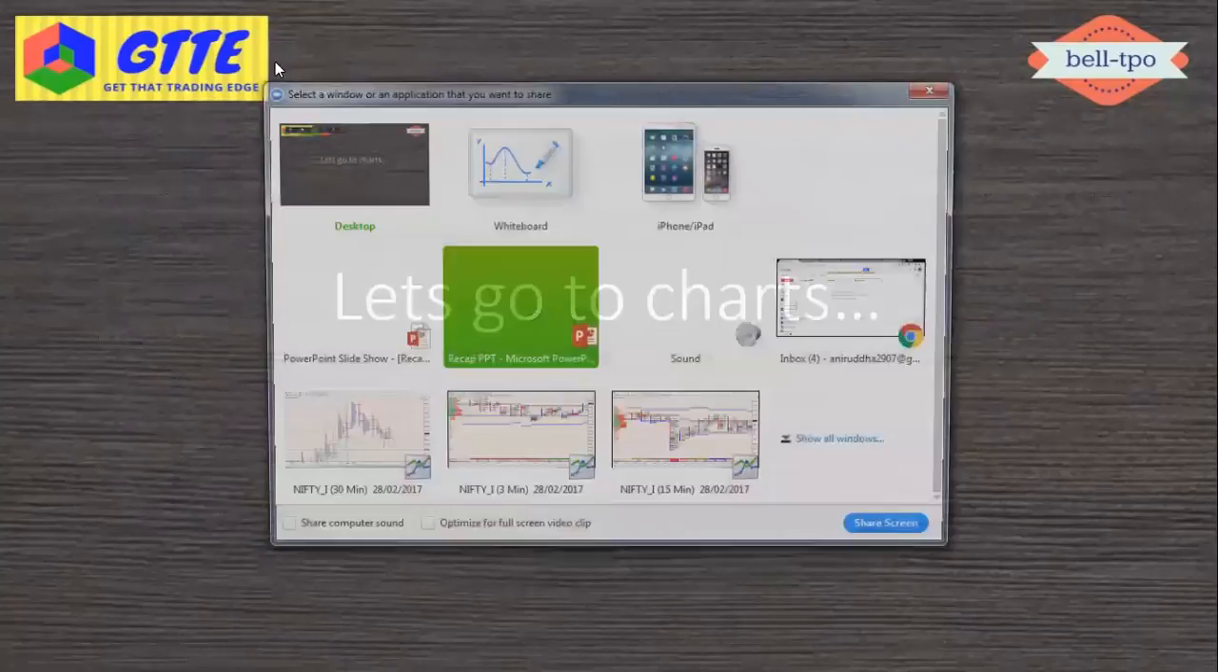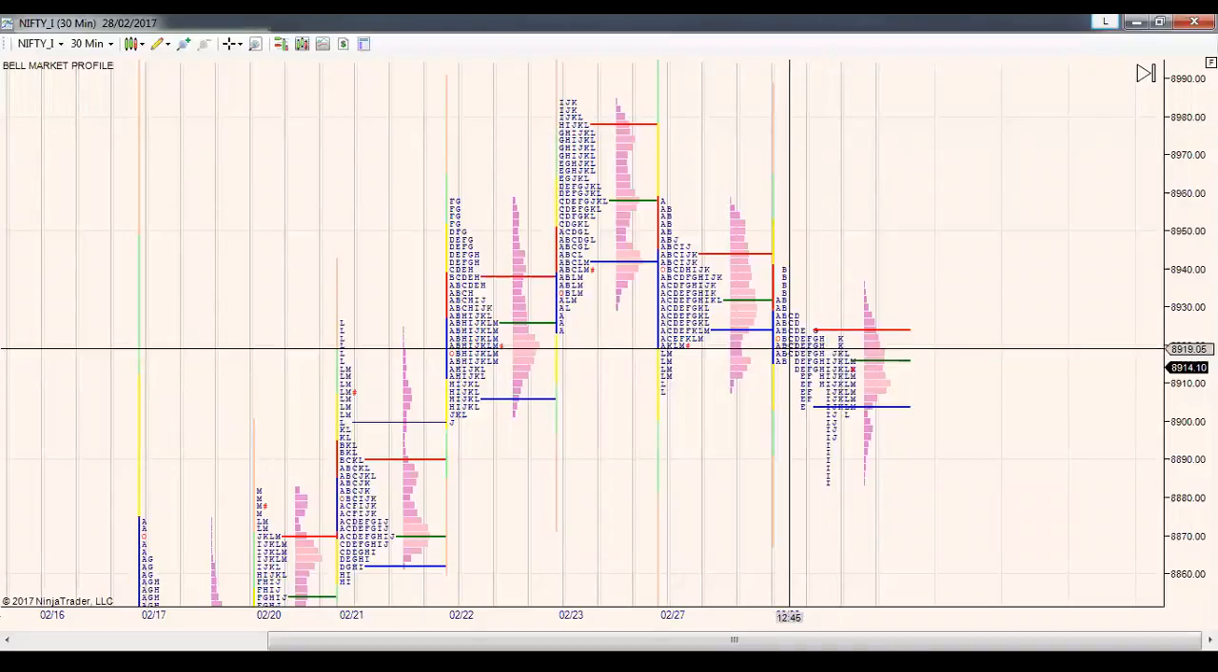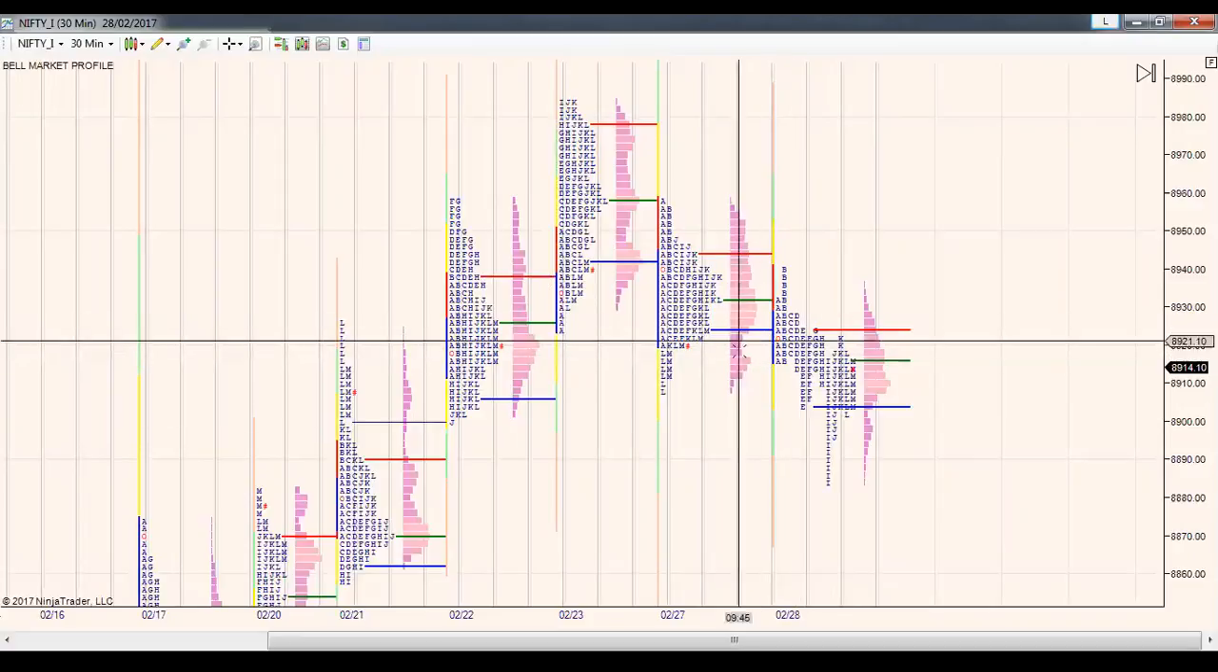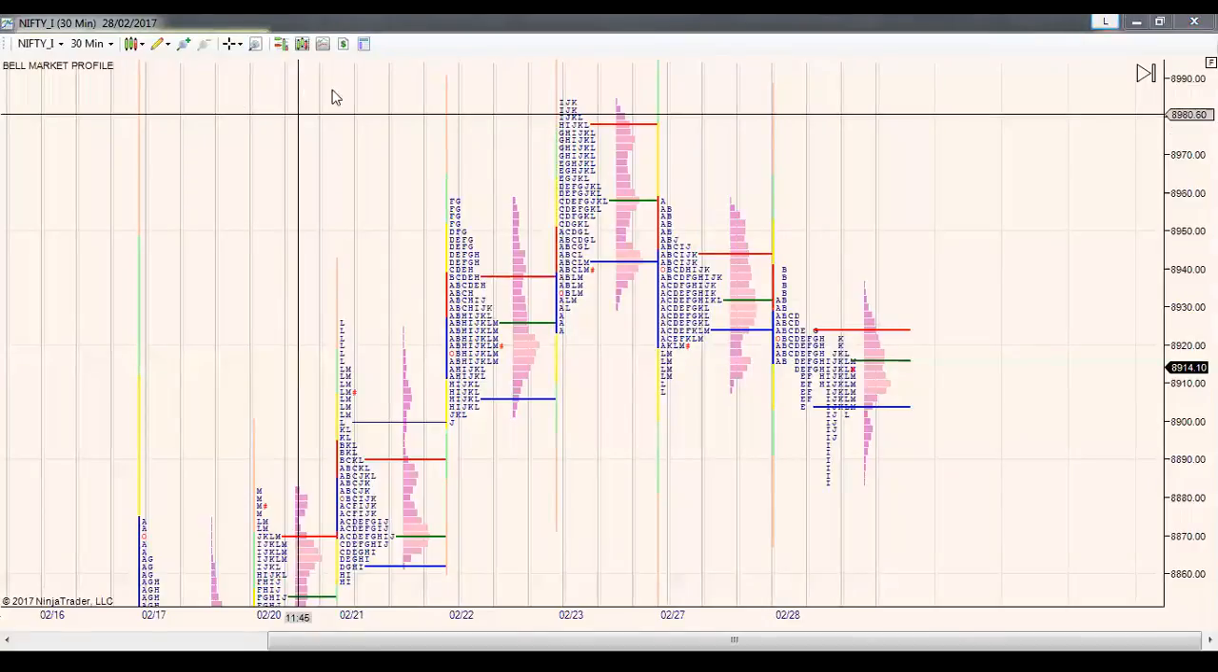So let's go to charts. Okay, this is the development for Nifty today. We opened inside range and then we tried to move higher early on, but we found some rejection once we entered the value area for yesterday, but the rejection was not very strong, and for A, B, C, D till D period we were just trading above and below the open for the day.